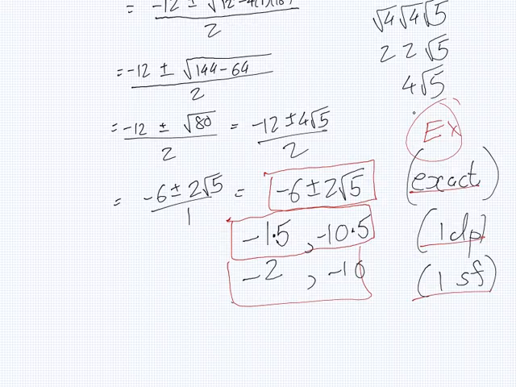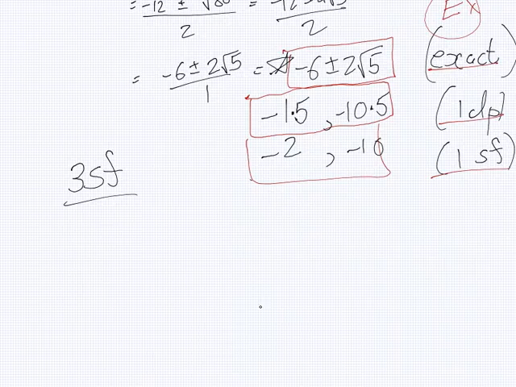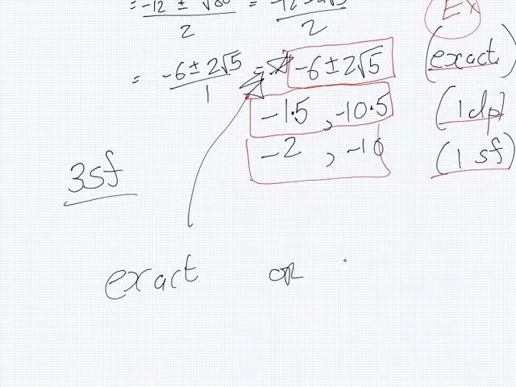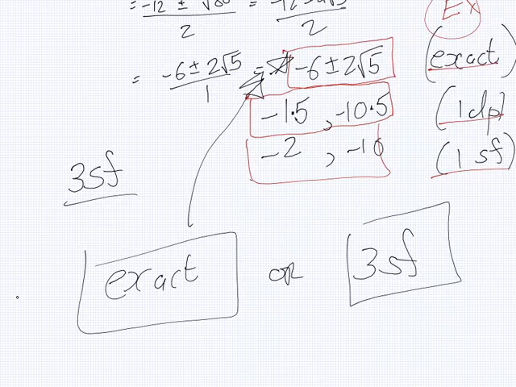If the question doesn't specify, you're allowed to do the answers to 3 significant figures. But if you did it like this, that's fine. So if the question doesn't say, you have a choice. You can give the answer as an exact answer, which would be like this one, or 3 significant figures, which is the default for the exam. So it's this or this if it doesn't say.